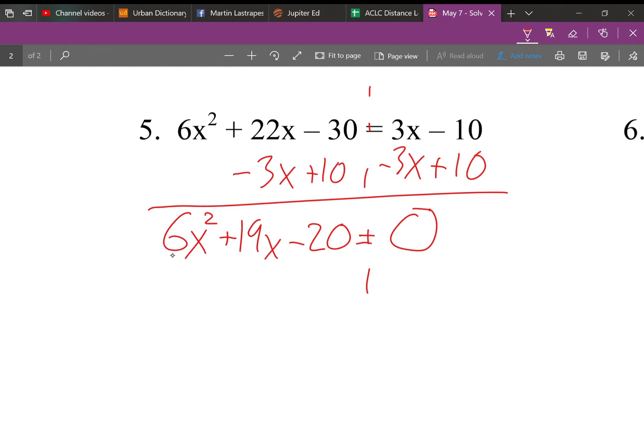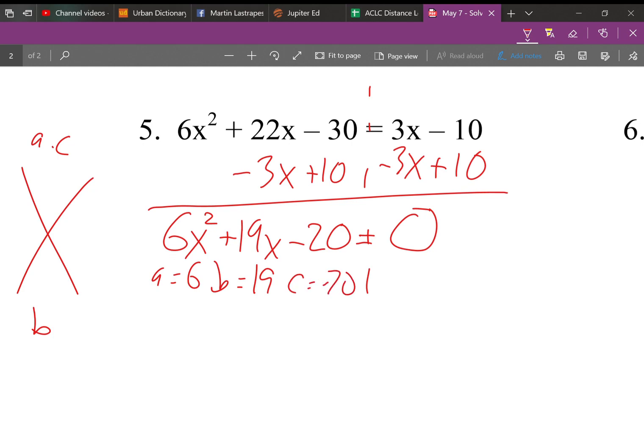So now let's go ahead and do the factoring part. I'm going to put my a times c at the top, b at the bottom. Well, what are those? A is 6, b is 19, and c is negative 20. So on the top, 6 times negative 20 is negative 120. On the bottom, I have positive 19. And it actually took me a little while to figure out the numbers that work here. So if it took you a little while, then we're on the same page. It actually ended up being positive 24 and negative 5. And so again, I actually had to go through a couple of different things to figure out what those numbers were. But of course they are there.